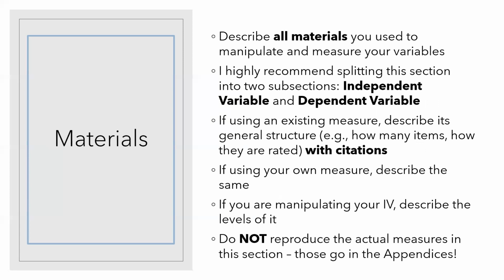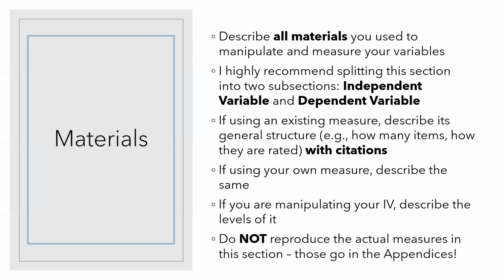Last is the materials section, although you may include it before the procedure section if you feel that makes more sense or flows better in your paper. Here you describe all materials you use to manipulate and/or measure your variables. I highly recommend splitting this section into two further subsections, independent variable and dependent variable, as two subheadings. That way, it's really easy for readers, i.e. me, to see exactly how you measured each of your two focal constructs.